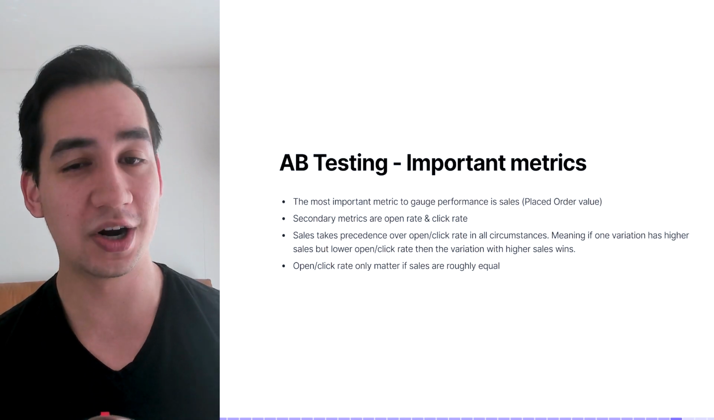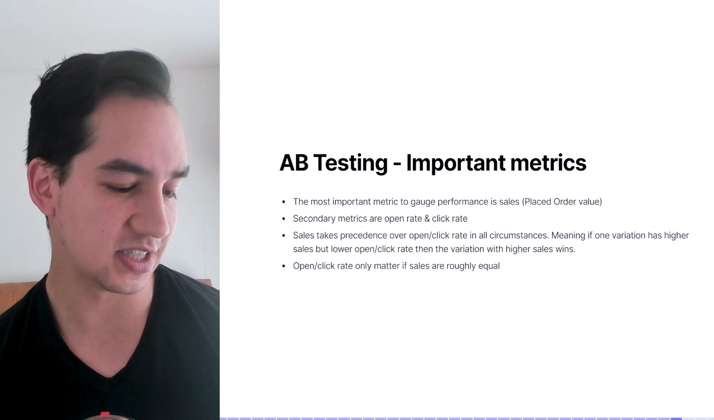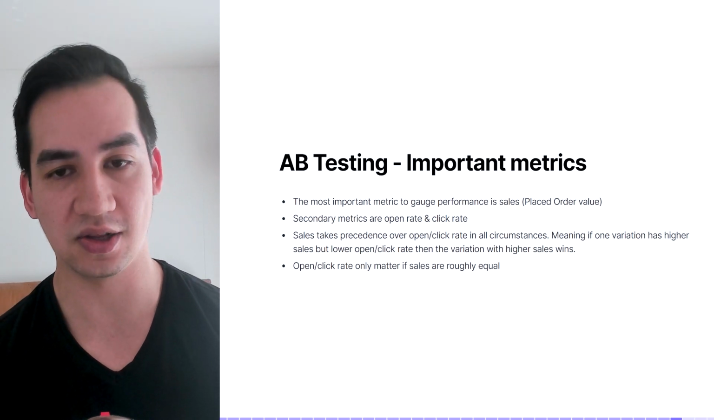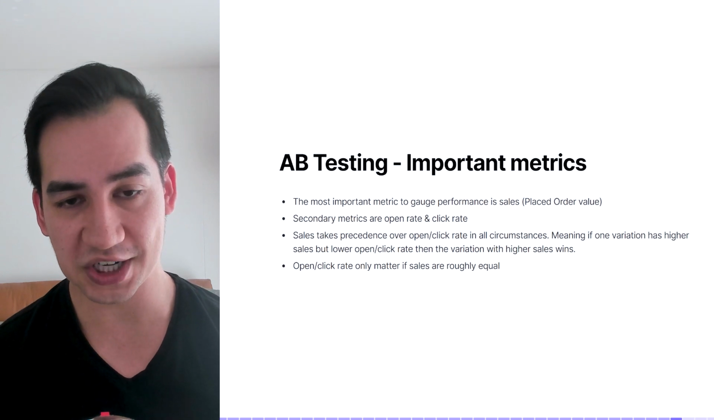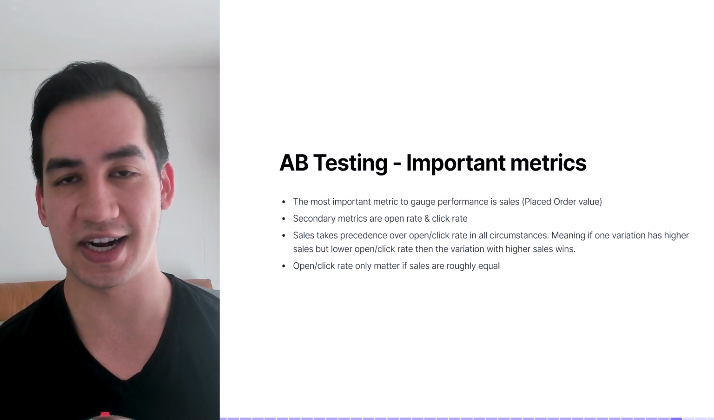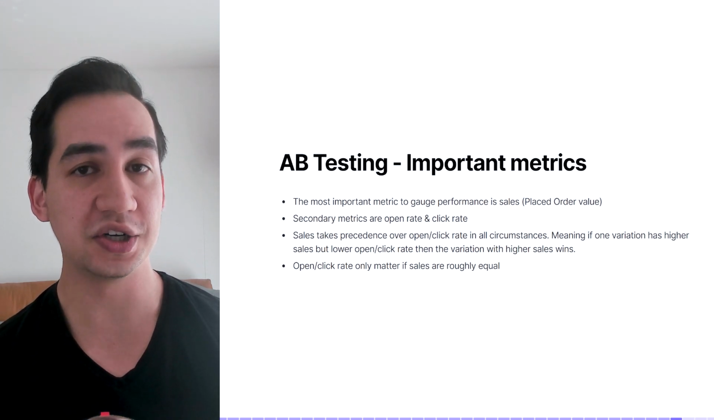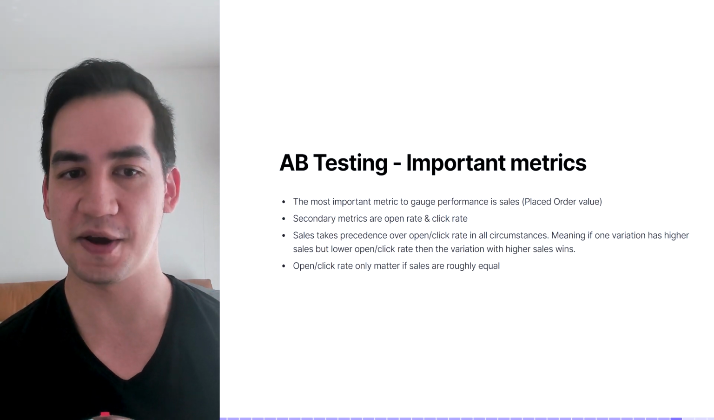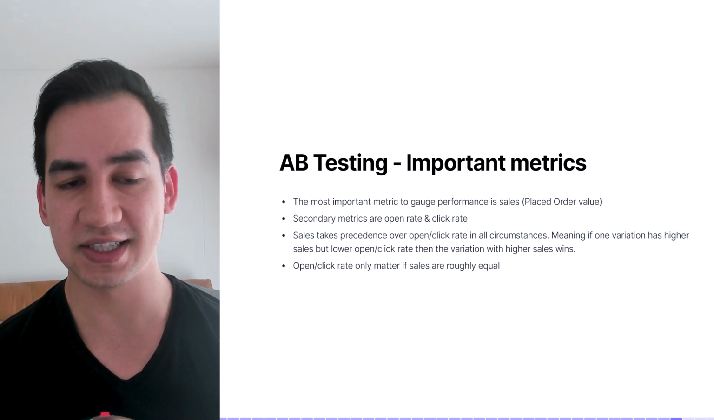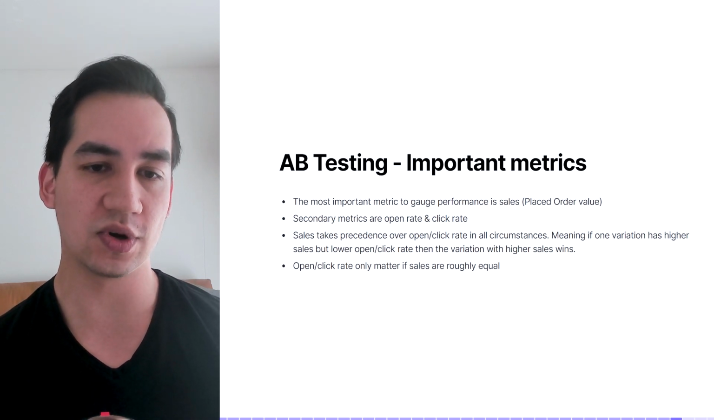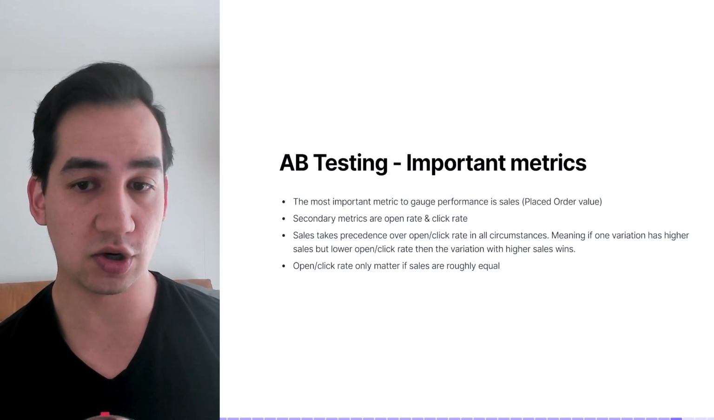All right, so what are the important metrics to focus on? Because I see a lot of confusion around this and a lot of people testing for the wrong stuff. So obviously the most important metric to gauge performance is sales. At the end of the day, that's the main thing that we're trying to do here, we're trying to maximize sales. Now, secondary metrics are going to be the open rate and click rate. But at the end of the day, sales is going to take precedence over open and click rate in all circumstances.